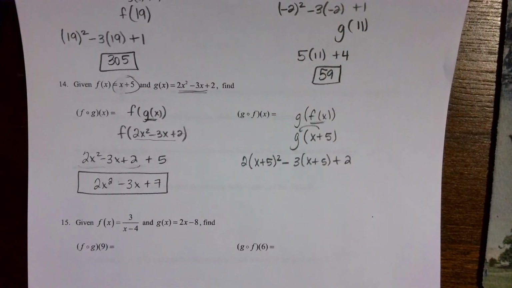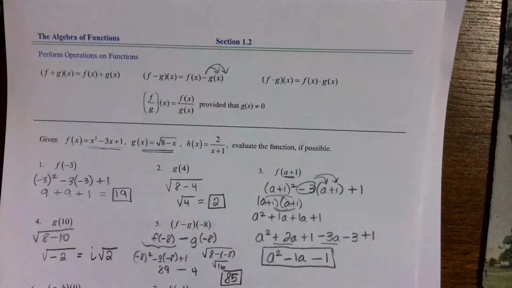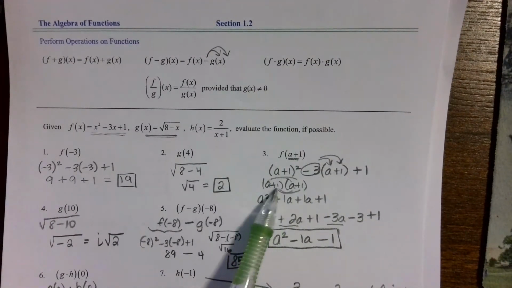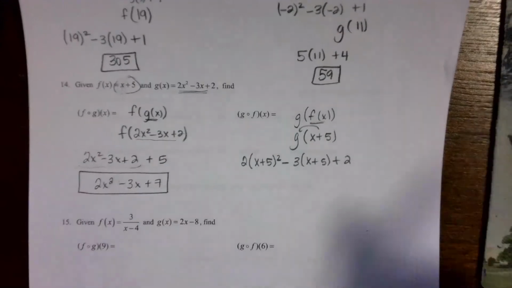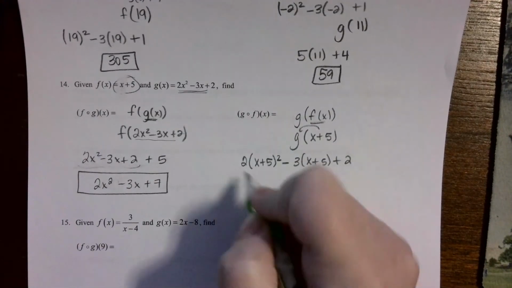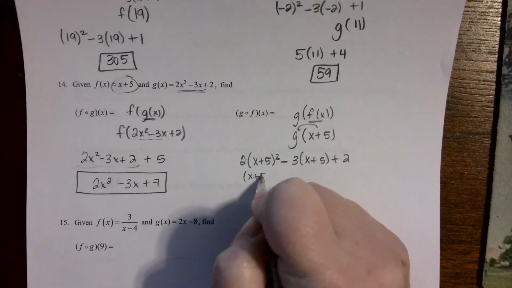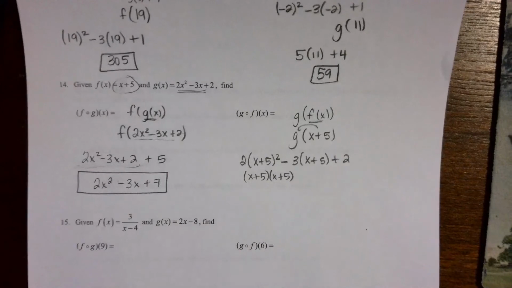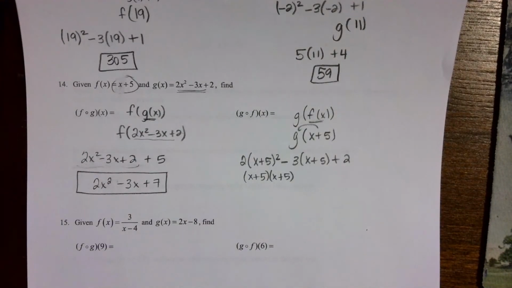You might recall from what we did with number 3. Look at our number 3 again. We had this a plus 1 squared, which we had to FOIL. Well, look at number 14, the second part. We have this x plus 5 squared, which we have to FOIL. Now notice I didn't write that 2 twice, and I'm not going to. That 2 is just going to distribute after I FOIL. So I have to FOIL first.